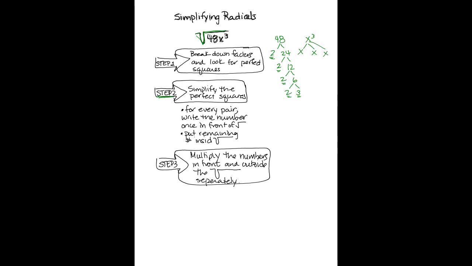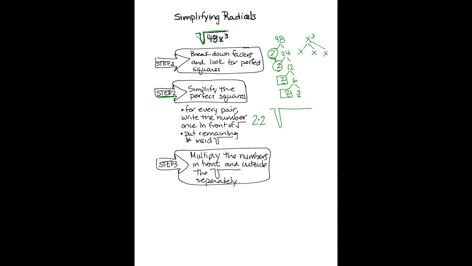Step number 2 is to simplify the perfect squares. Okay? And to do that, what we want to do is draw our square root sign. And for every pair of numbers, we want to write that number once in front. So let's go down the ends of the factor tree. We have 2 2's. That's a pair. So I'm going to write 2 in front of my square root sign. I have another pair of 2's. So I'm going to write 2 again. So for each pair, I write that number once in front of the square root sign.